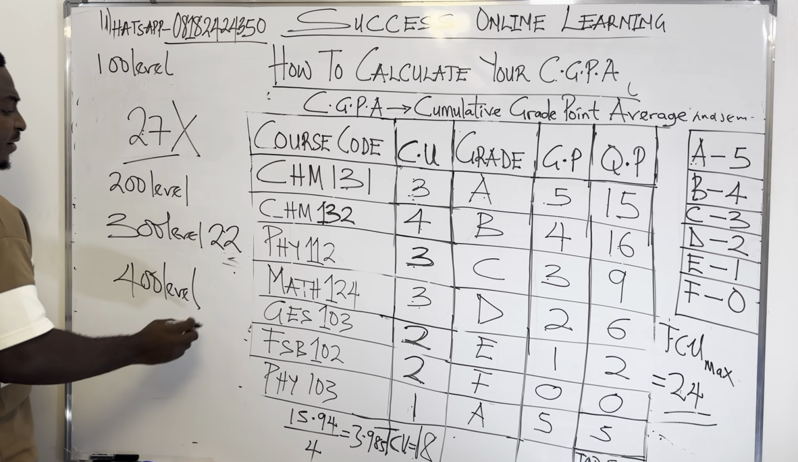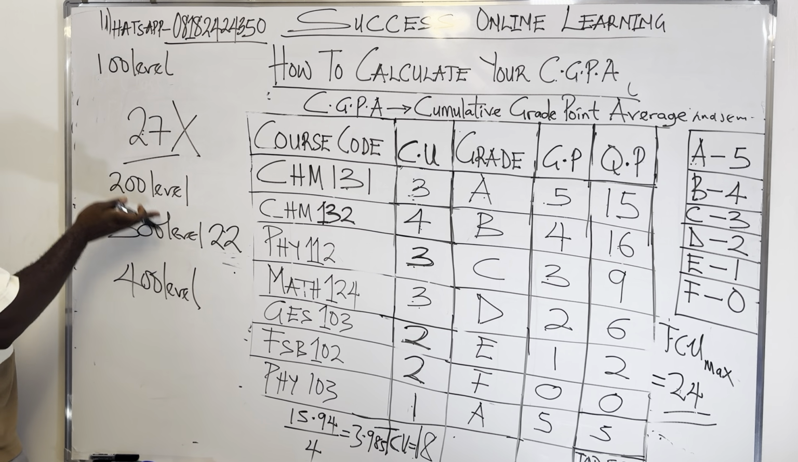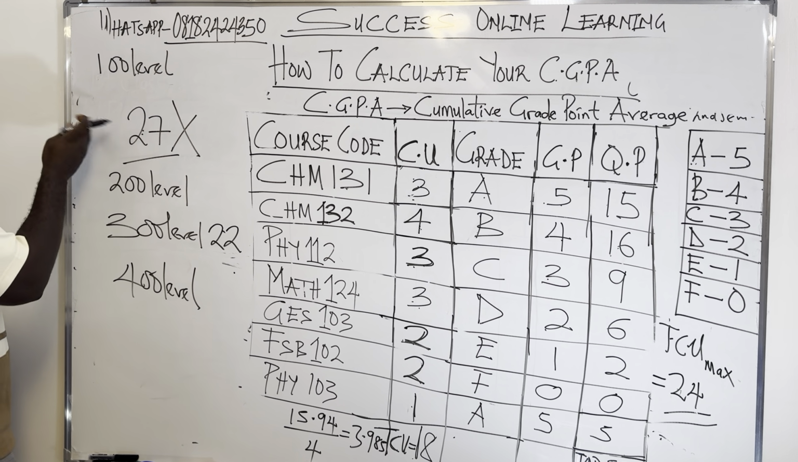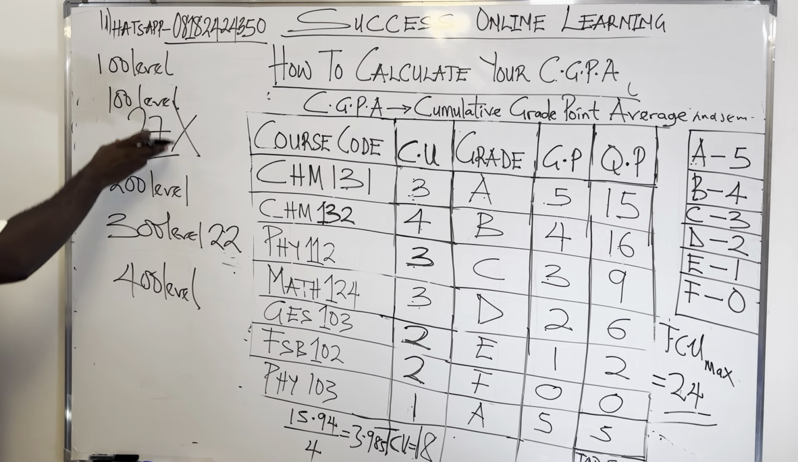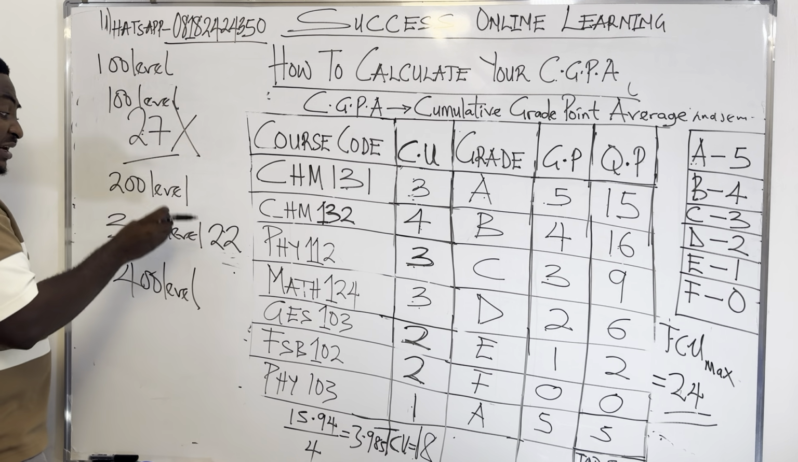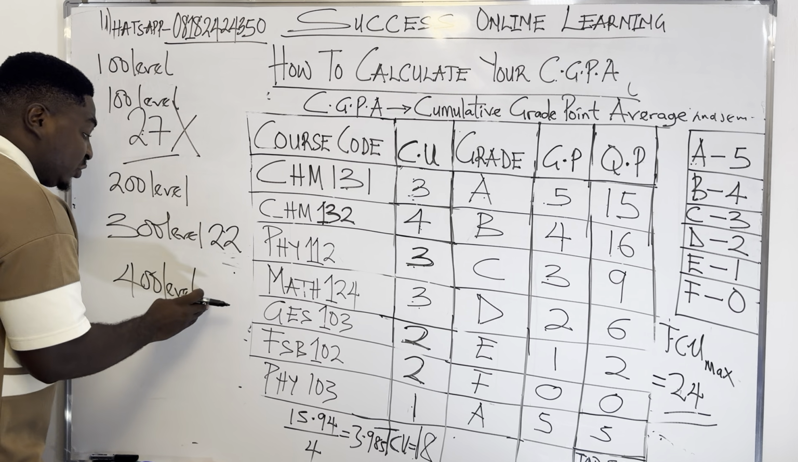In his 400 level now, and this is assuming that he did not fail any course in 200, 300. Remember that these 3 courses were from 100 level. The 3 courses he failed were from 100 level, but he could only register 2 in 200 level. He carried it to 300 level. He could not register it in 300 level. He moved it to 400 level.